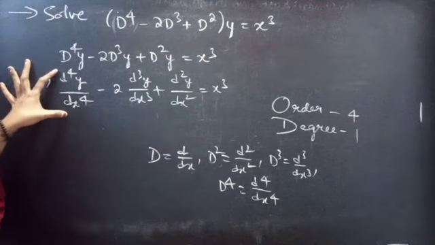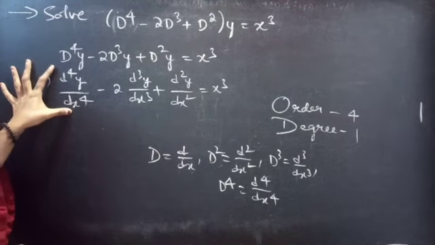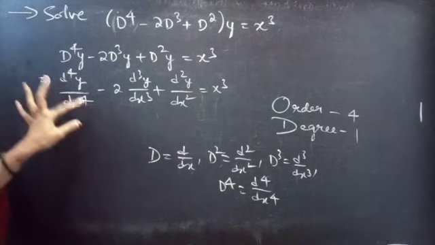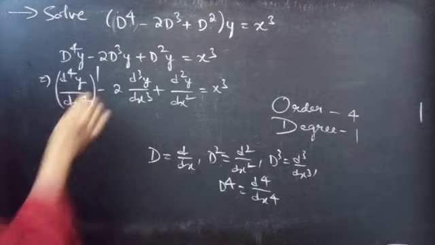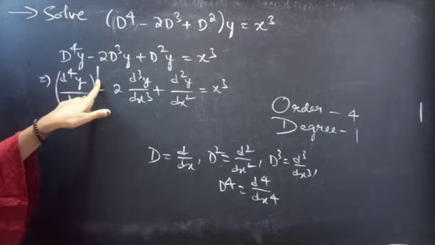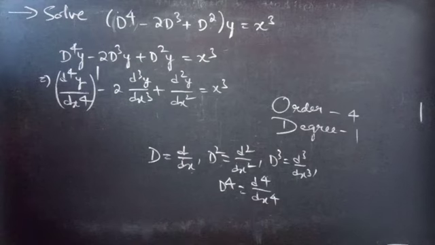Here d^4y/dx^4 is the highest derivative, so order will be 4, and the highest power of the highest derivative is the degree. Degree is 1. Now coming to the problem.